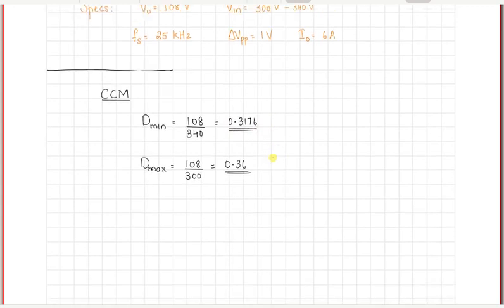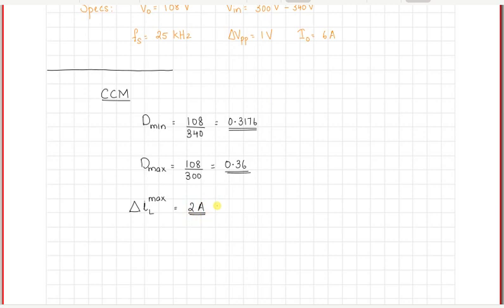Now to proceed further with the design, we need to choose a value of the ripple current that is going to flow through the inductor, because we know that the output current is 6 amperes, but to choose the switch as well as the design of the inductor, we need to figure out the peak current that is expected to flow in this converter. So for that, we need to choose the maximum value of delta IL, and in this case we may choose something like 2 amperes.